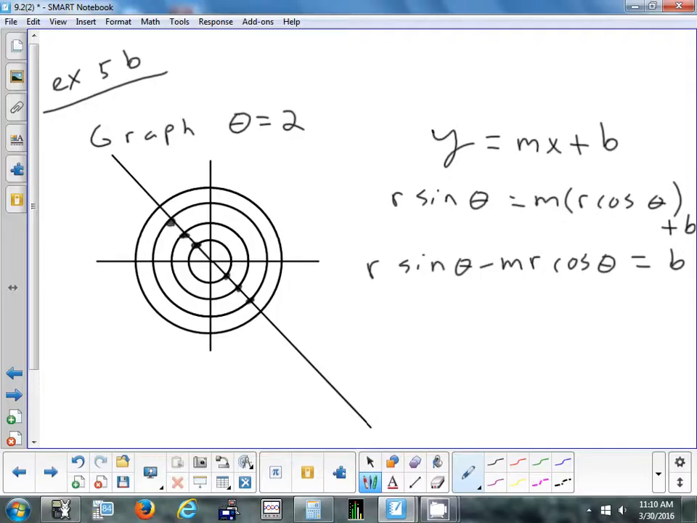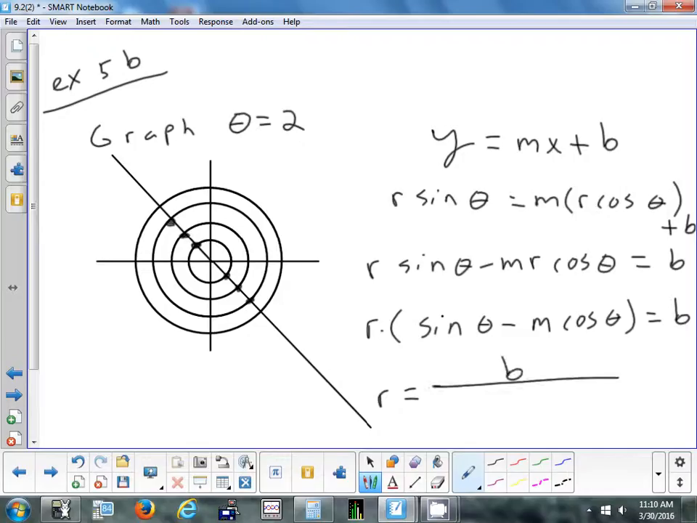And now, what do both terms have in common? The r. So I'm going to factor that out. What would be left in the second part? Just m cosine theta. And now, how would I get r by itself? Divide both sides by sine. Yep. Now I would divide. r equals b divided by sine theta minus m cosine theta.